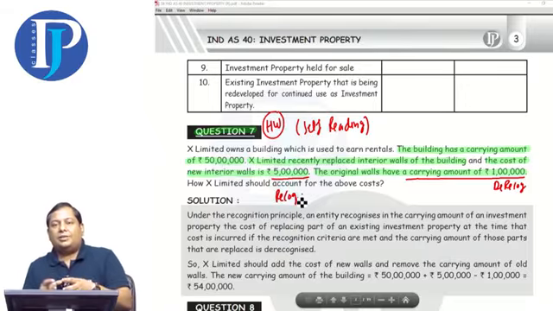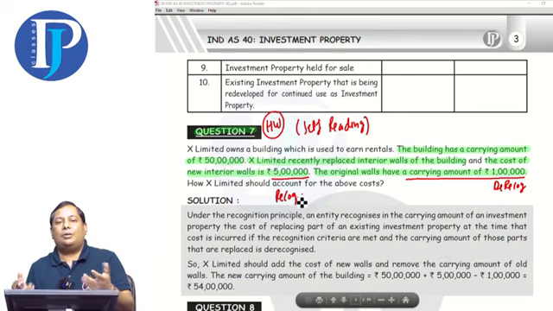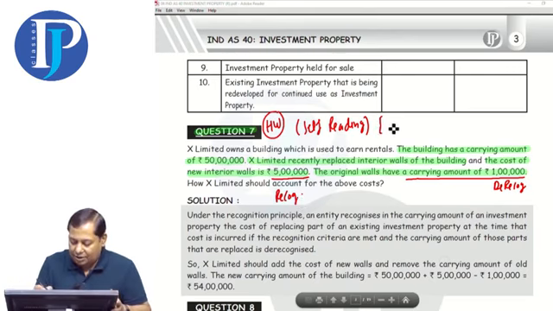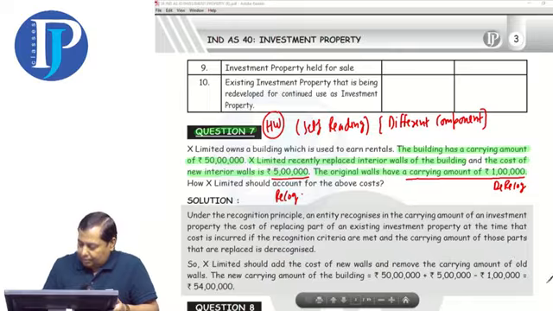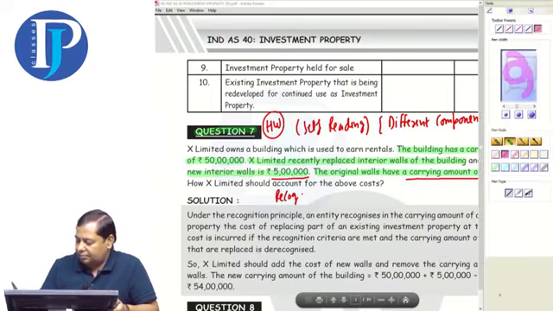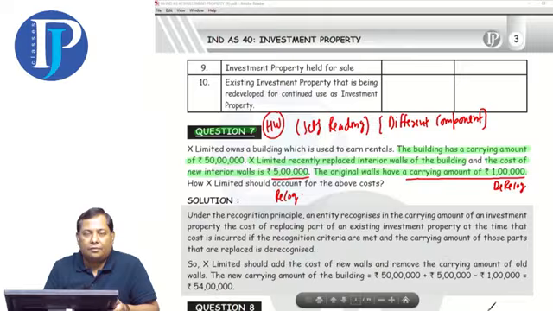Now guys, when you are given the separate carrying amount of the replaced assets, then a separate carrying amount will only be possible in component based accounting. This question is from different components. How the accounting will be done, you will be confused after seeing the answer.